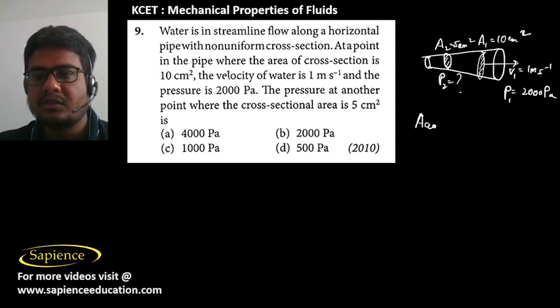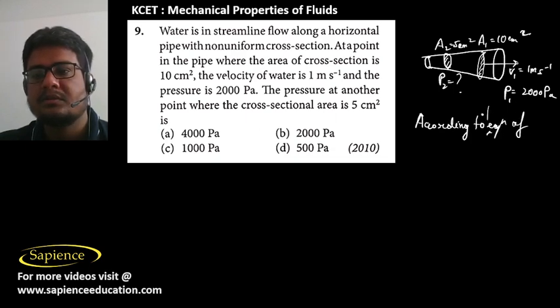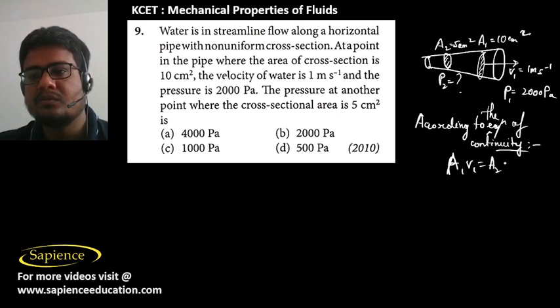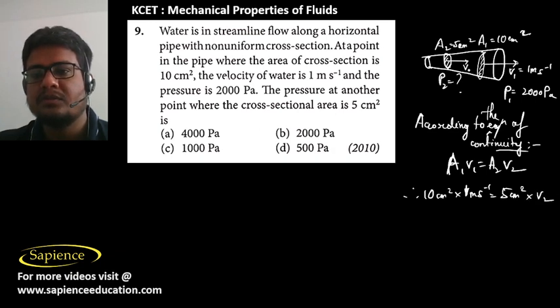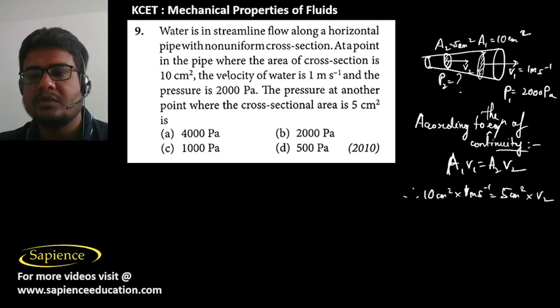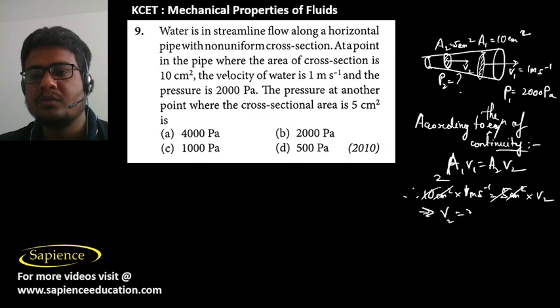According to the equation of continuity we can say that A1 V1 is equal to A2 V2. Now A1 is 10 centimeter square into V1, that is 1 meter per second, equal to A2, which is 5 centimeter square, into V2. We also have to find the velocity of the water flow. Centimeter square will cancel, then 5 twos are 10, so V2 will be 2 meter per second.